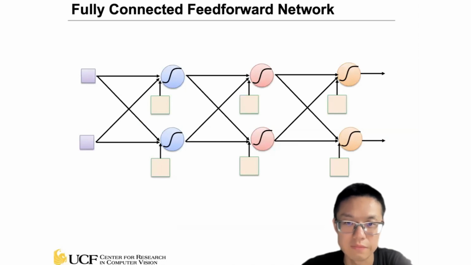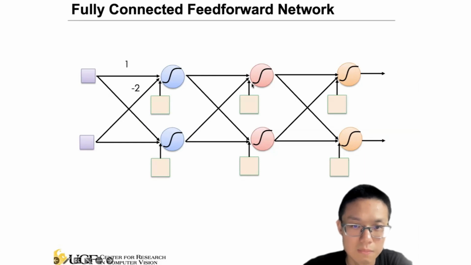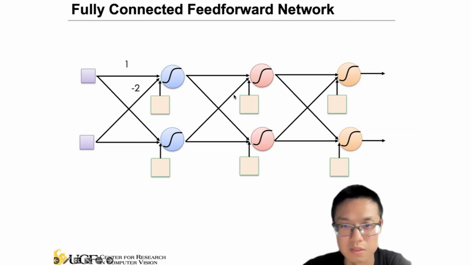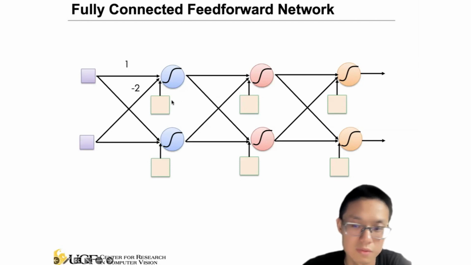So let's look at this very simple network. This is called a fully connected feed-forward network. Okay, fully connected means these are the input neurons, and these are the hidden neurons, right? Each neuron is going to have a connection with all the neurons in the previous layer, so this is called fully connected. And this is basically very simple: you only have a couple of layers, and in each layer you have 2 neurons.